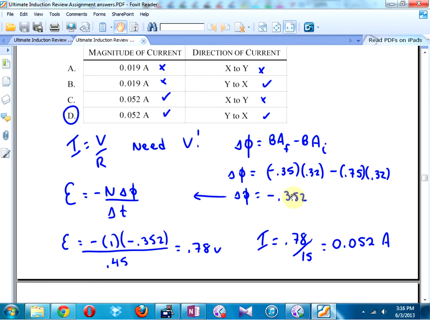I got a negative there, plugged it in. I did get a negative answer. The negative is just a directional convention because down isn't necessarily positive and up isn't necessarily negative when it's a magnetic field. So I ditched the negative in my final answer. The voltage that I'm going to generate here, the average voltage, is 0.78 volts. Divided by the resistance, the average current is going to be 0.052 amps.